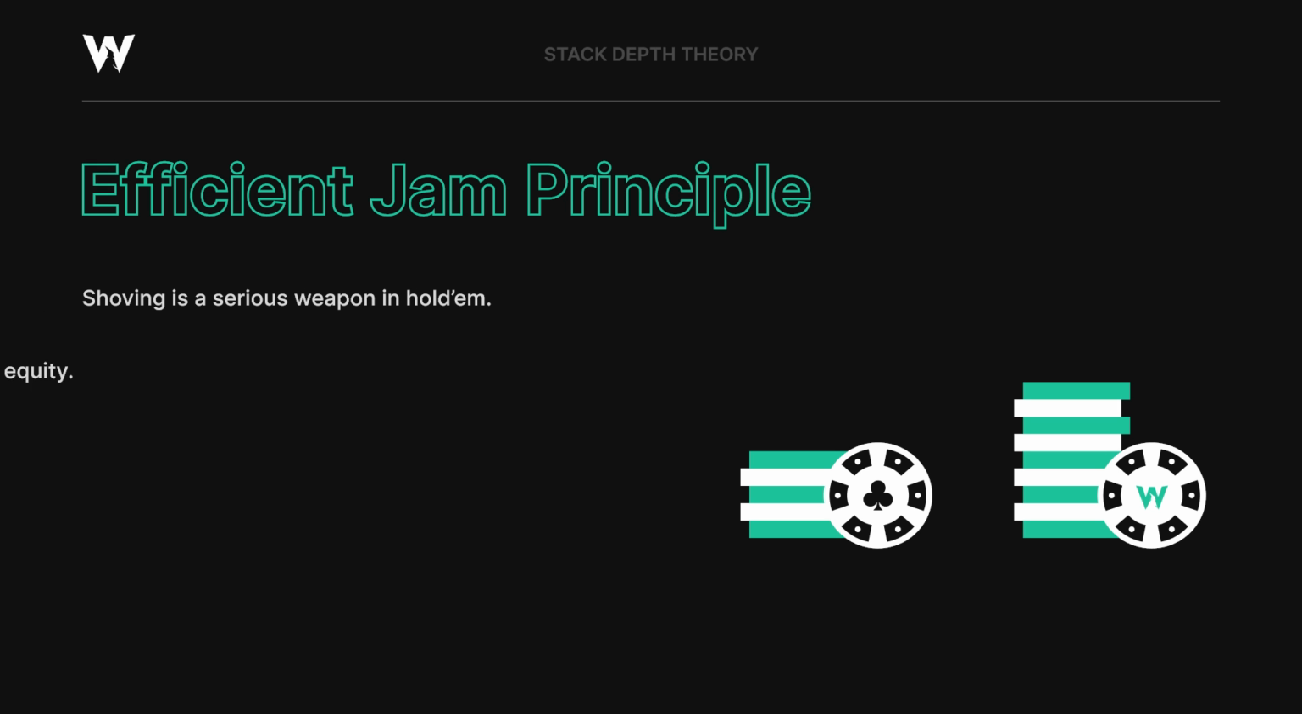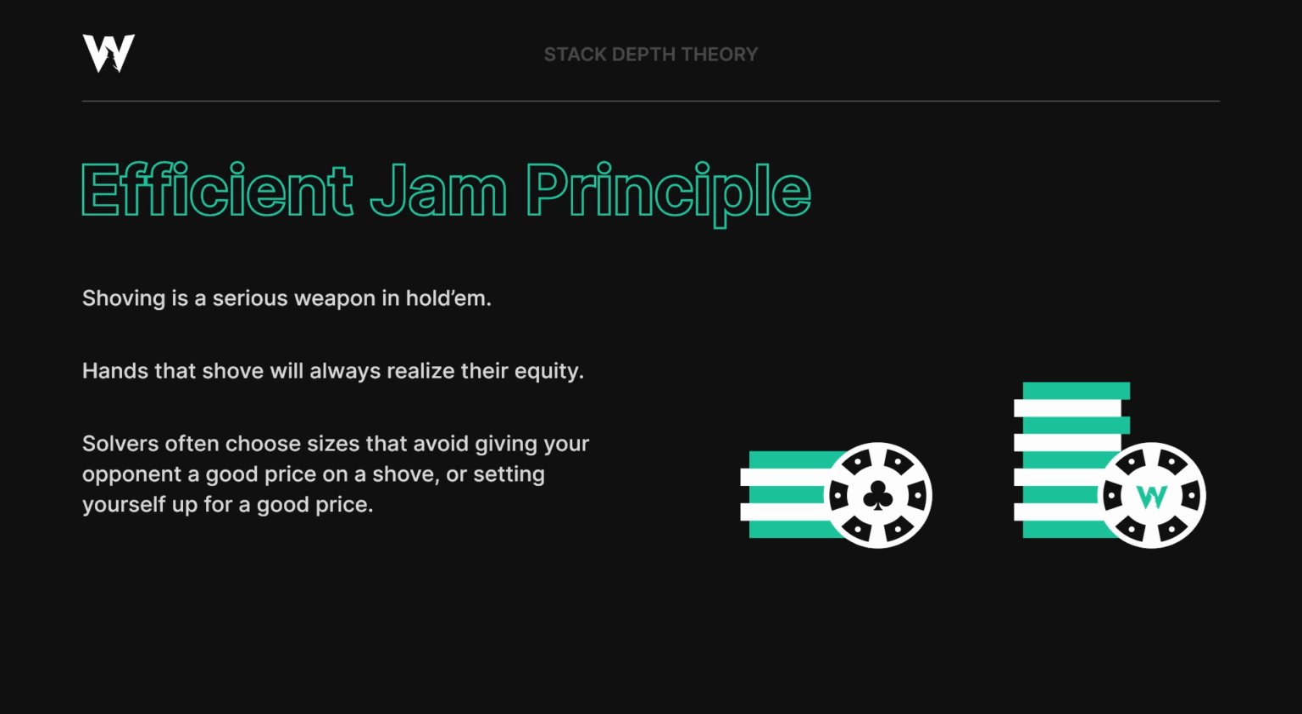And the reason is that hands that shove always realize their equity, and the person that shoves first gets the last laugh. So solvers will often choose sizes that attempt to avoid giving their opponent a good price on the shove, or alternatively, setting themselves up for a good price on a shove. The essential idea is that, for example, at shorter stacks, what will typically happen is it's going to min open, and if it 3-bets, it's either going to 3-bet to a very small size or it's going to jam. And if jamming isn't really something it can do with a good part of its value range, it might split.